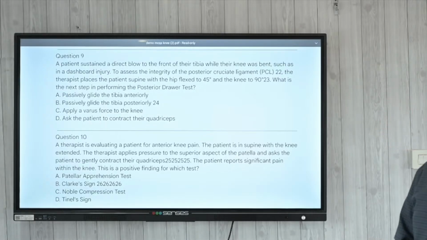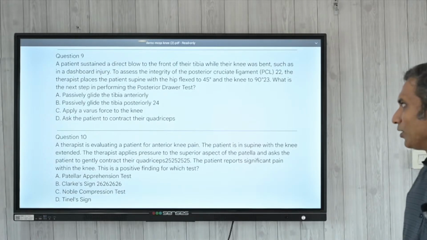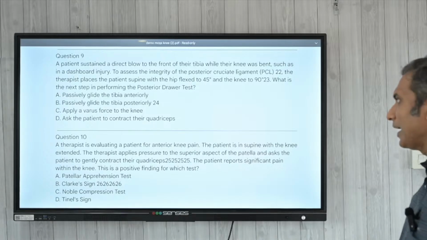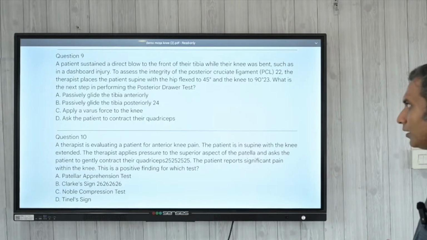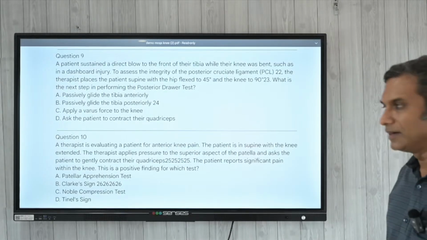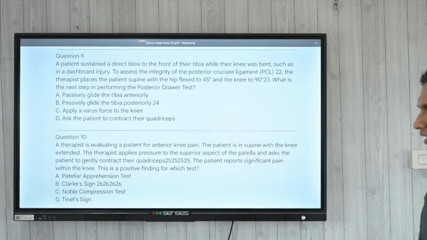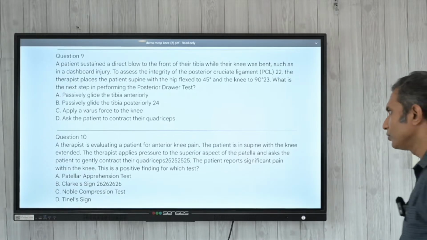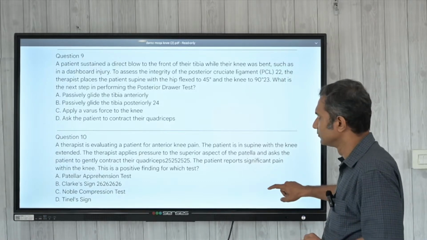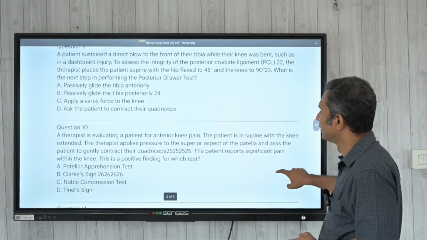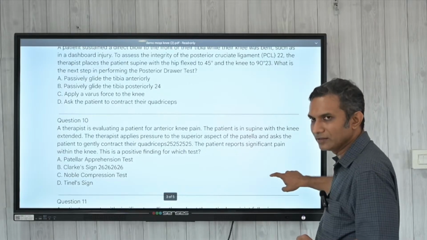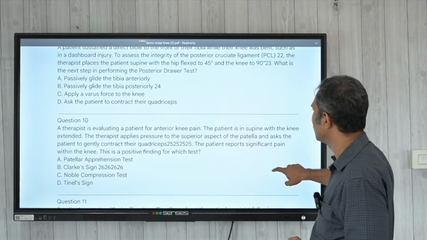So this one is relatively very easy. It can't get easier than this. Option A, passively glide the tibia anteriorly. Option B, passively glide the tibia posteriorly. Option C, apply a varus force to the knee. Option D, ask the patient to contract their quadriceps. So the main thing is they have told us that the injury is to the posterior cruciate ligament.